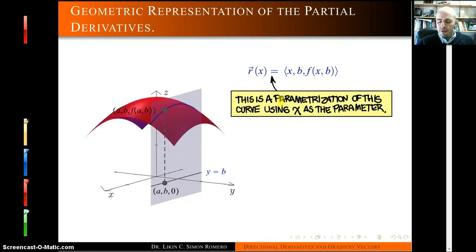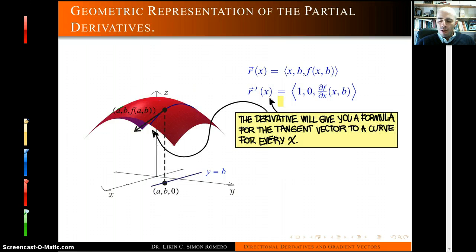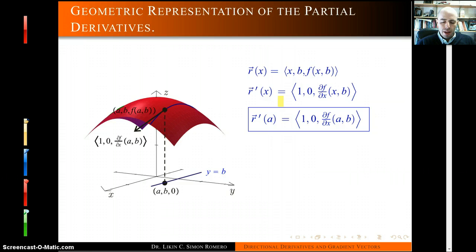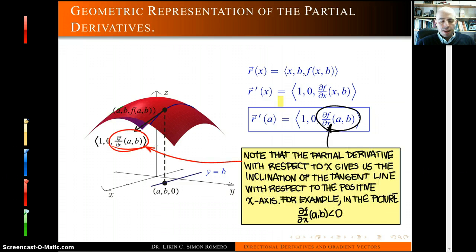Why am I doing this? Because if I take the derivative, it will give me a formula for the tangent vector to the curve for every x. And notice that if I take the derivative and evaluate at the particular point, the partial derivative gives us the inclination of the tangent vector. In other words, it is the inclination of the tangent line with respect to the positive x-axis. For example, in this case, the partial derivative is negative because this vector in the z-axis is going down.